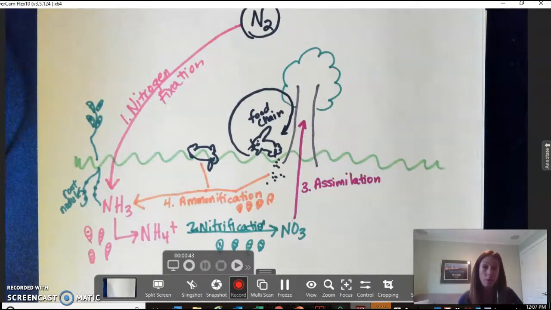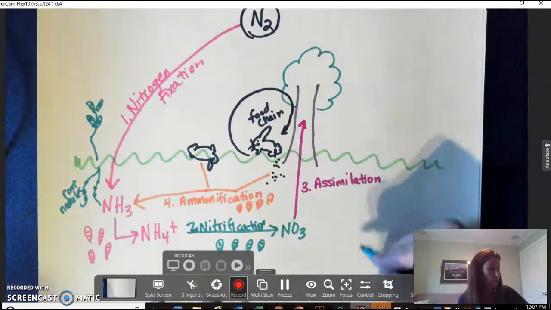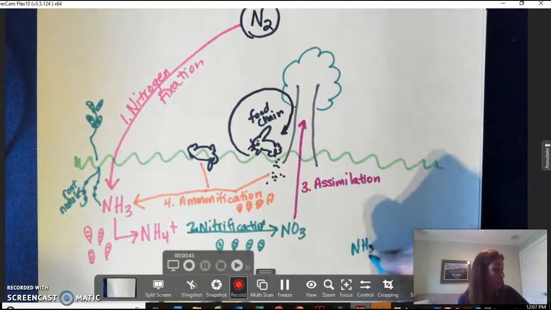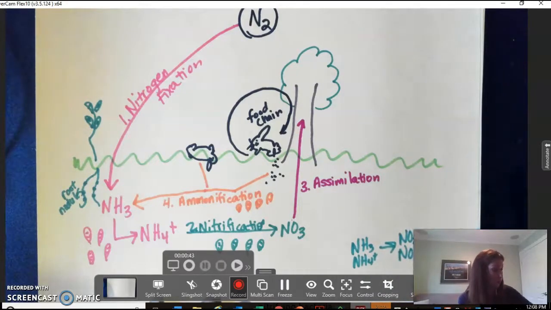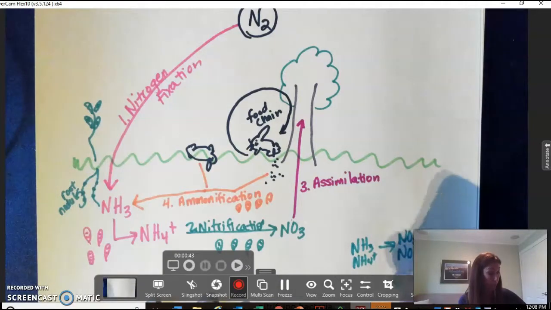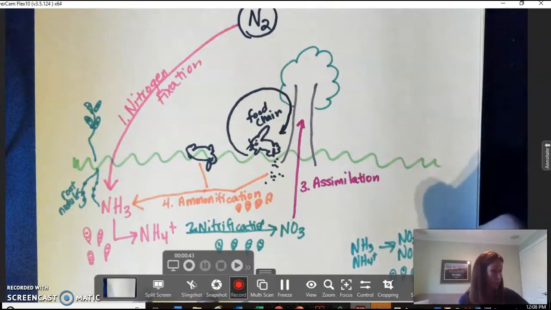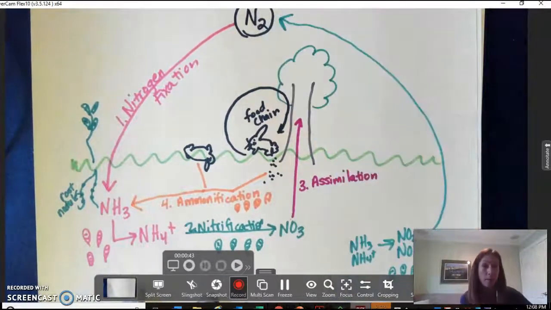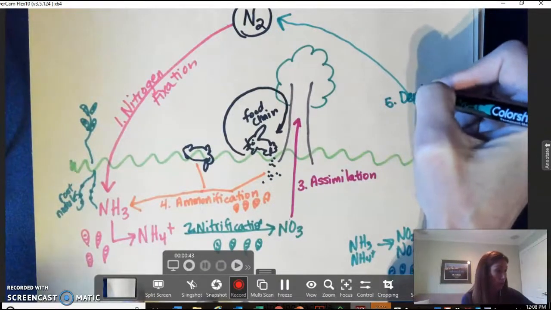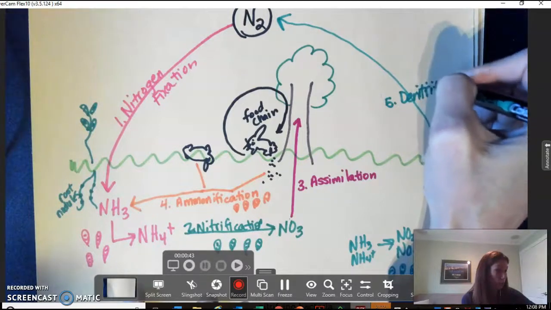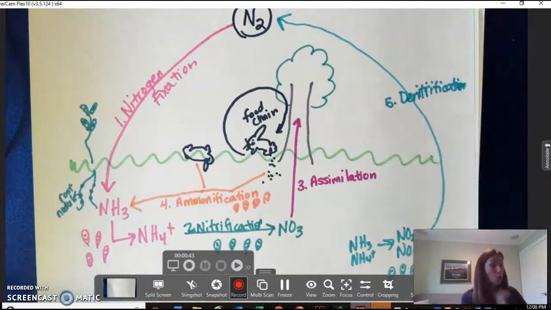So there's going to be some leftover nitrogen that doesn't all get used up by plants. So we'll have some ammonia and ammonium. We'll have some nitrites and nitrates. And what will happen is bacteria in the soils will take that leftover nitrogen and put it back into our atmospheric nitrogen through the process of denitrification. So now that will finally close out our cycle.